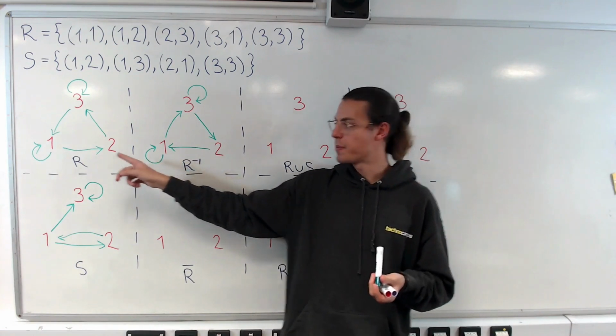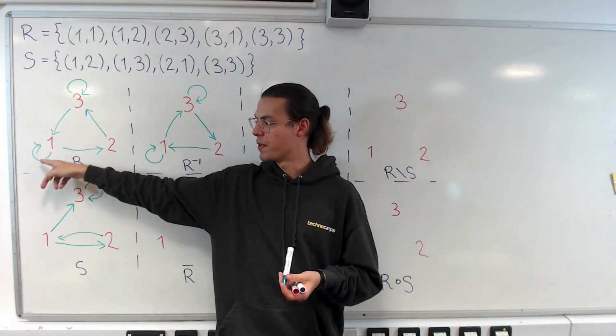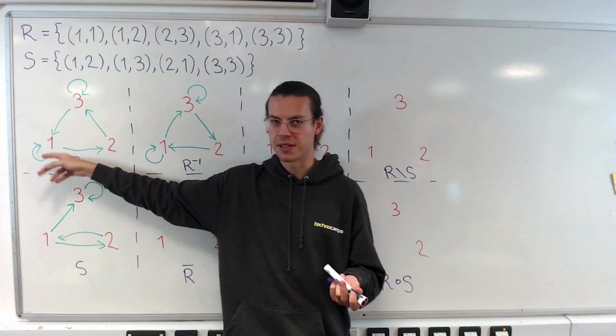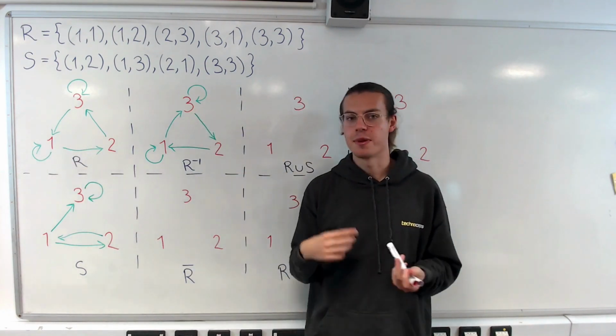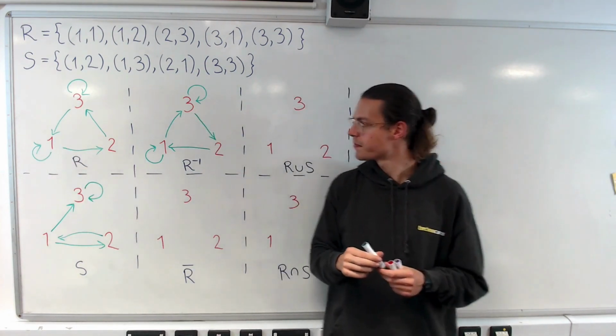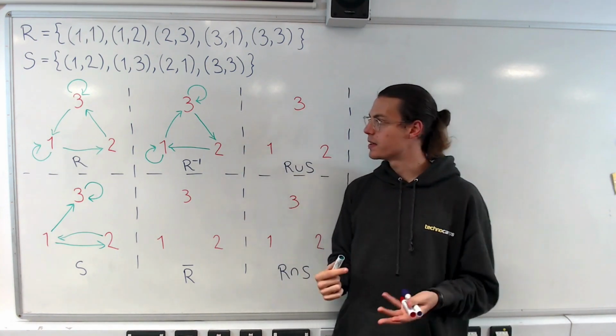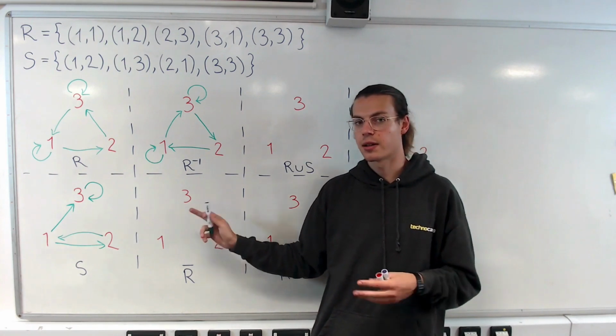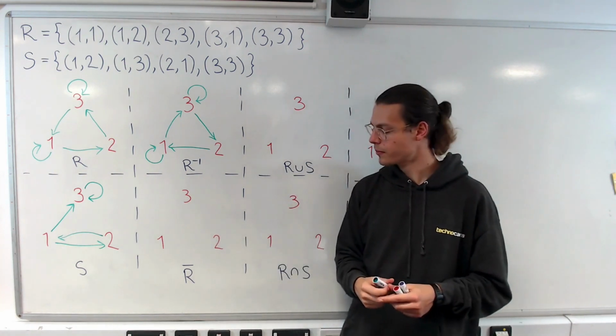Note that when we flip the direction of the arrow from 1 to itself, it still points from 1 to itself, and likewise with 3 to itself. So there is the inverse of R. Next, let's look at the complement of R.